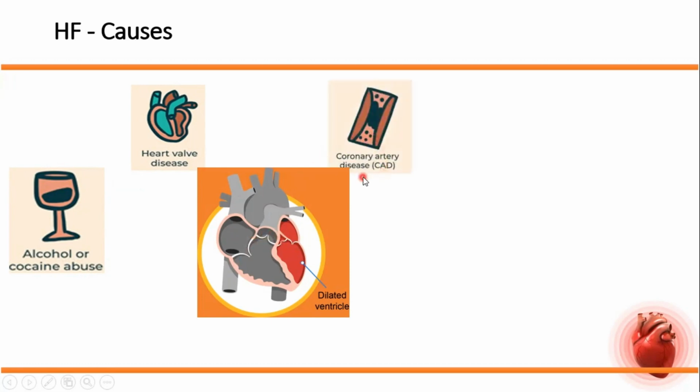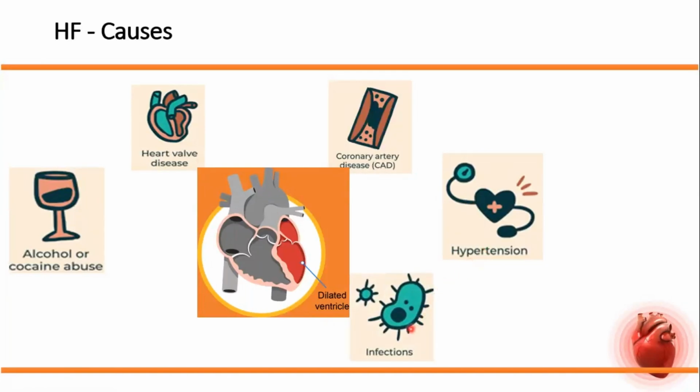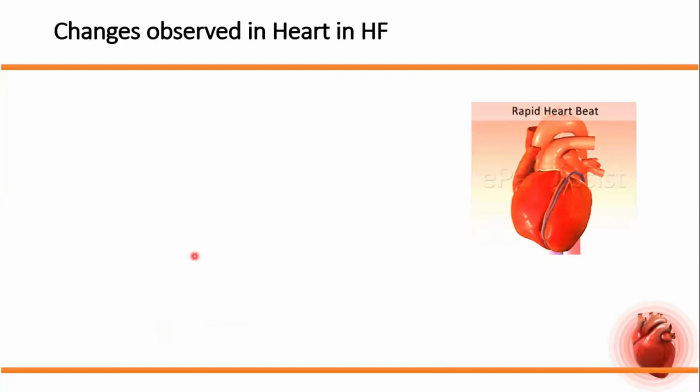If a patient is having coronary artery disease, that means previously the patient had a heart attack or angina pectoris. If a patient is suffering from chronic high blood pressure, that is chronic hypertension. If a patient had a history of infections within the heart, or a patient is having an autoimmune disease condition. These are the reasons or the causes for heart failure.